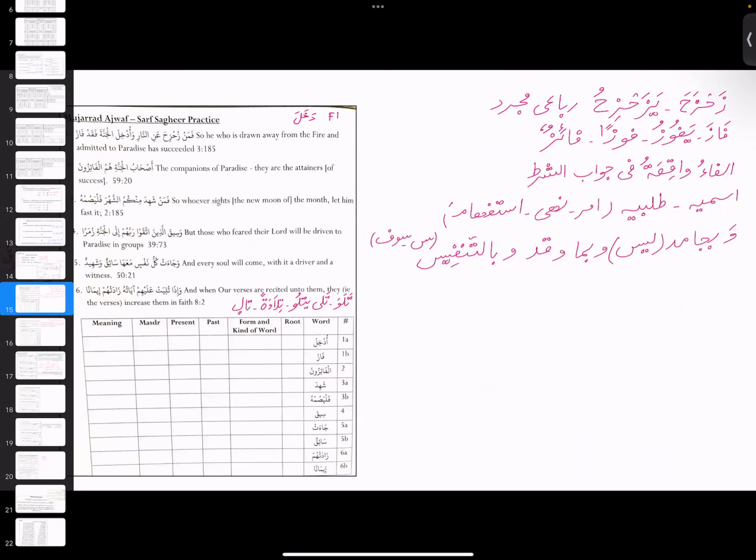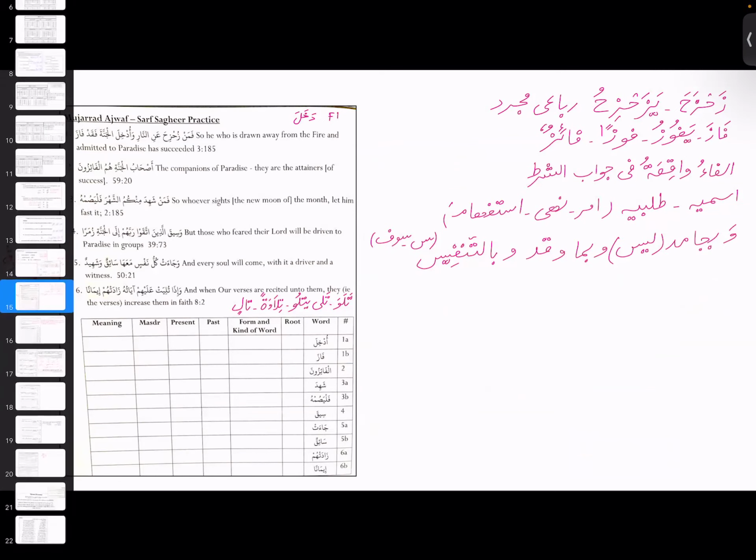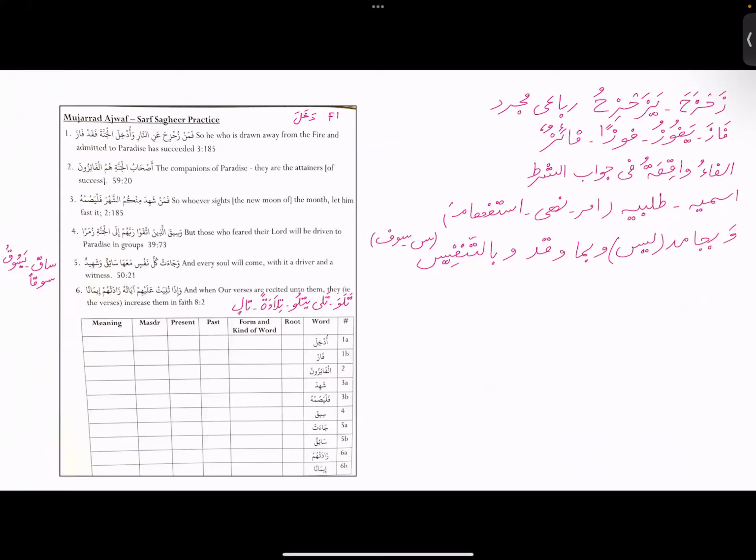And I think we were here, right? Yes. Let's start from here. Faman zuhziha anin. I think we did this one, right? Yes, two done. First two we have done. Okay, so next, number 3, is faman shahida minkum ash-shahra falyasumhu. So what kind of sentence are we looking at here?